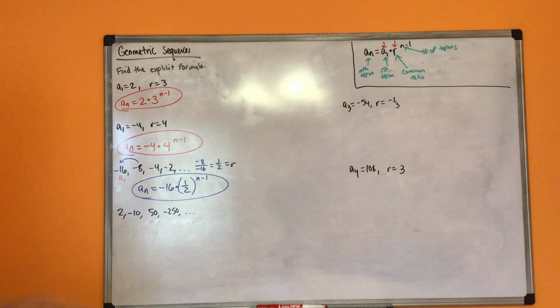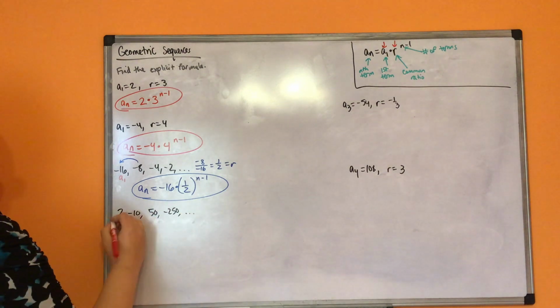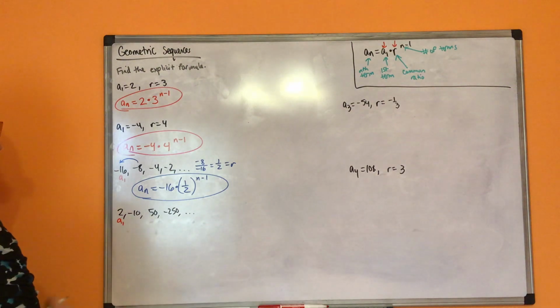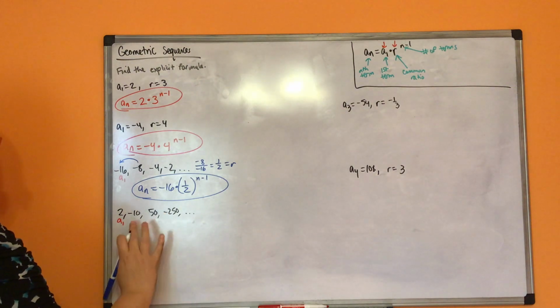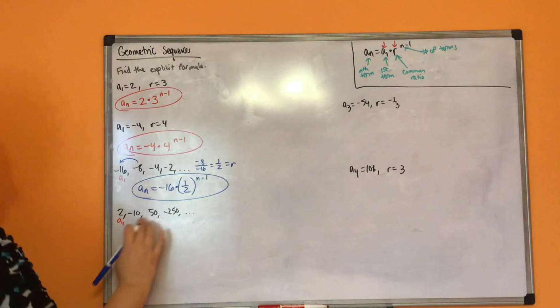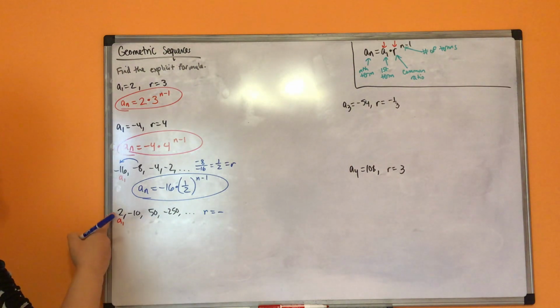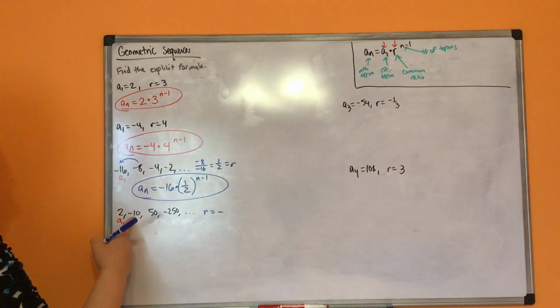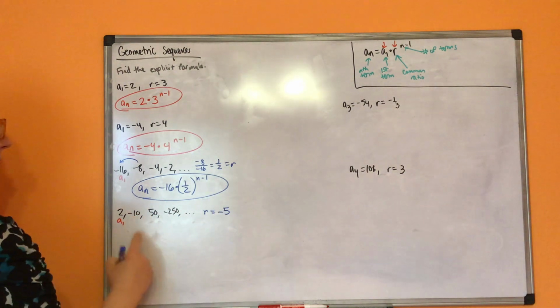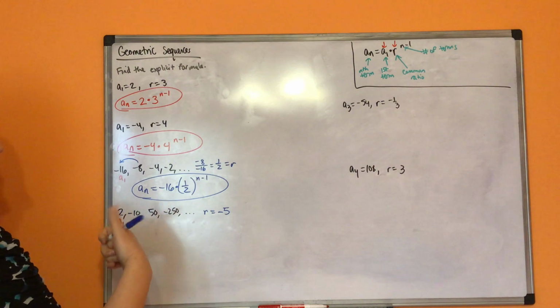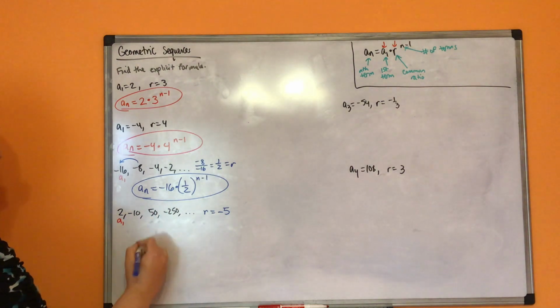Same idea here. A1, we can tell what it is because it's the first number in the sequence. How do we get from one term to the next? My signs are going back and forth between negative and positive, so my R is going to be a negative number. To get from 2 to -10, I multiply by -5. -10 times -5 gives me 50. 50 times -5 gives me -250, so it all checks out.